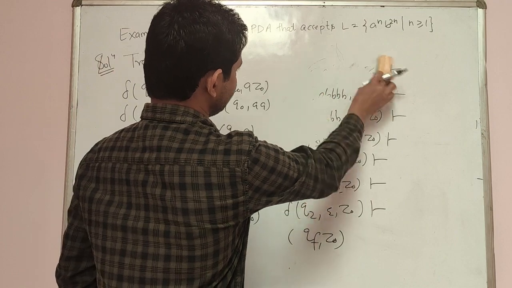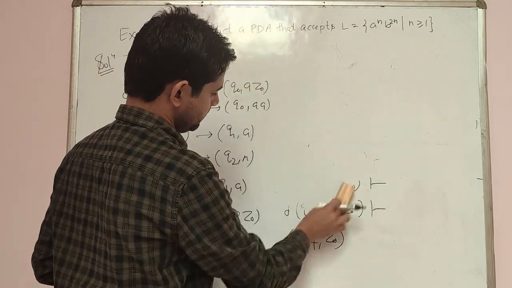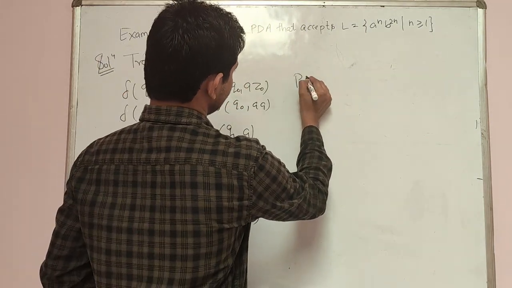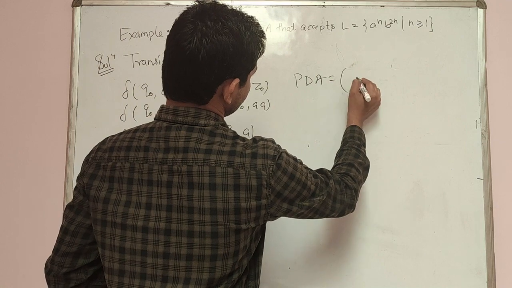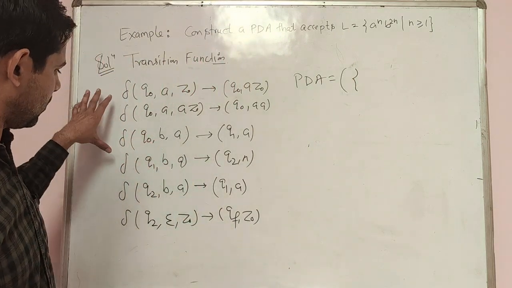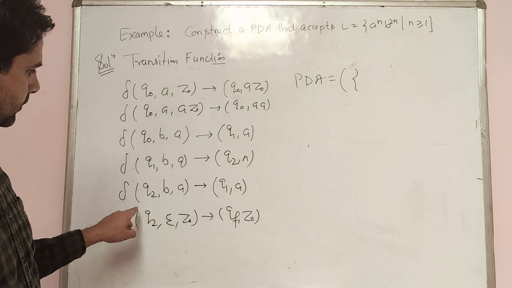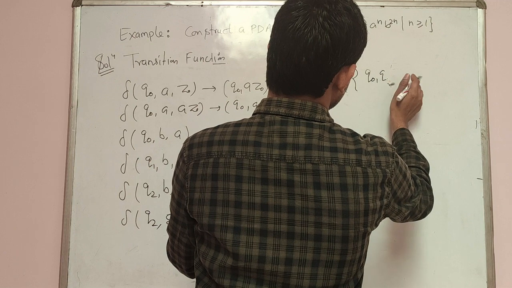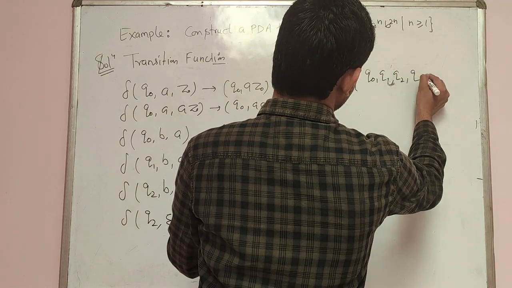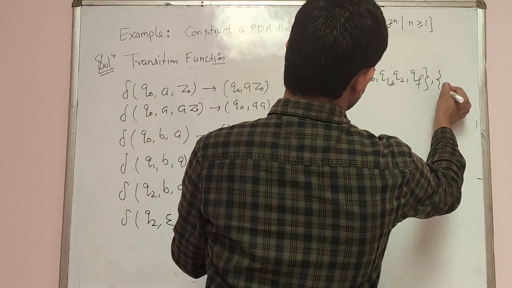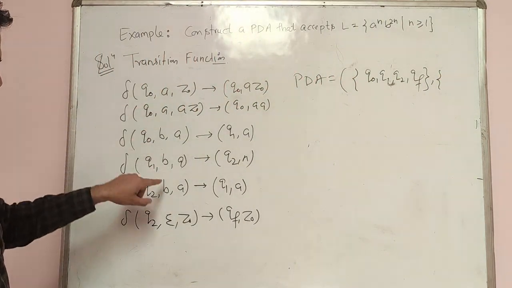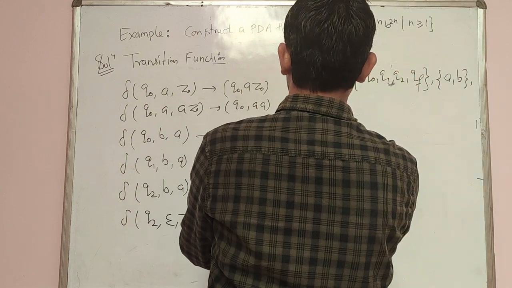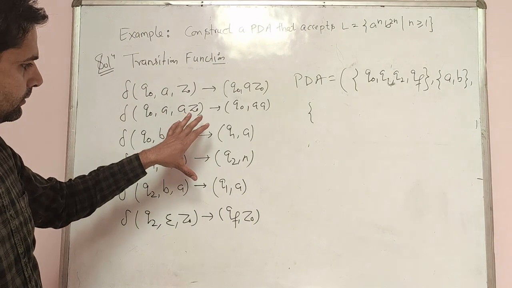Now we will write the complete tuples for this pushdown automata. How will you write the tuples? PDA equal to, first we write the set of states. How many states have we used? Q0, Q1, Q2 and QF. Then write the input symbols. We have used input symbols A and B only. Then the next one is tau.